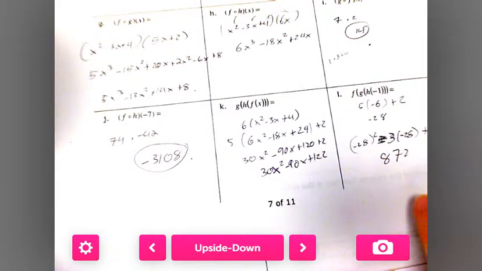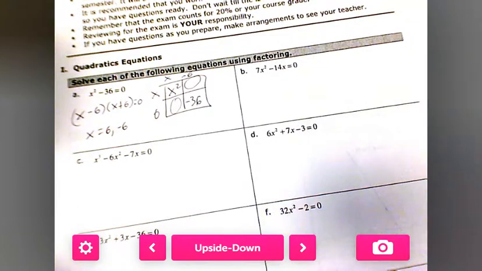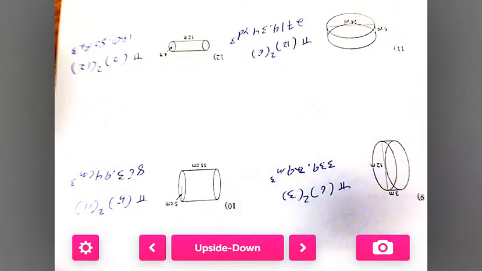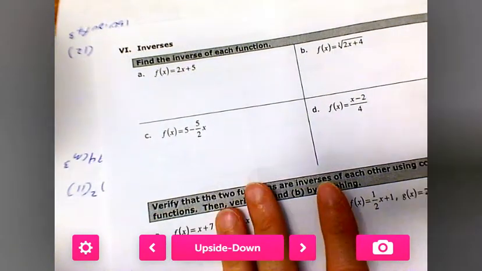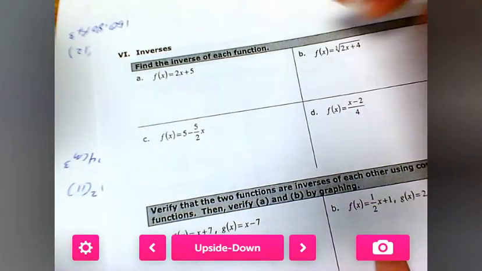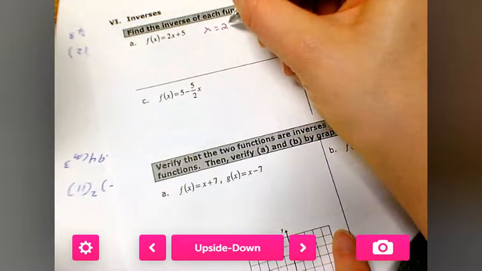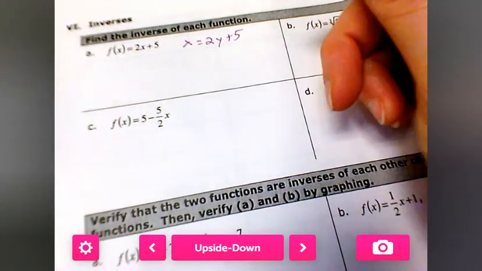Okay, so the back of this page is all about inverse. Let's do one of those together just to remember how to do it. If we want to do f of x equals 2x plus 5, remember the inverse is to make this x and this y. We switch the x's and the y's.